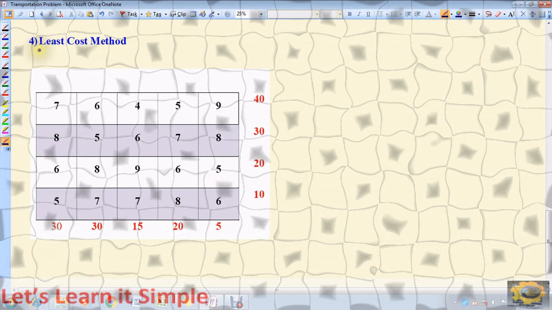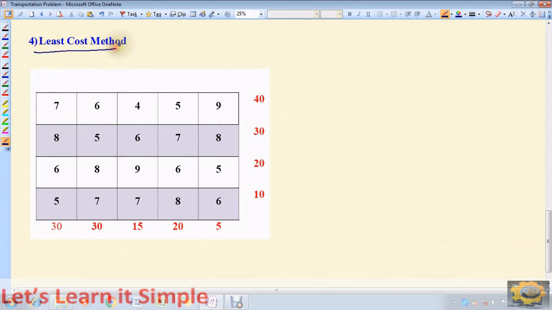So next method is least cost method. By this method, in the given matrix, you have to look for the least value among the given cells. Like, we have 7, 6, 4, 5, 9 in the first row, 8, 5, 6, 7, 8 in the second row, 6, 8, 9, 6, 5 in the next row, 5, 7, 7, 8, 6 in the next row. So in that way, we have a combination of numbers. Among this, we need to look for the least value, that is least cost in the given matrix.